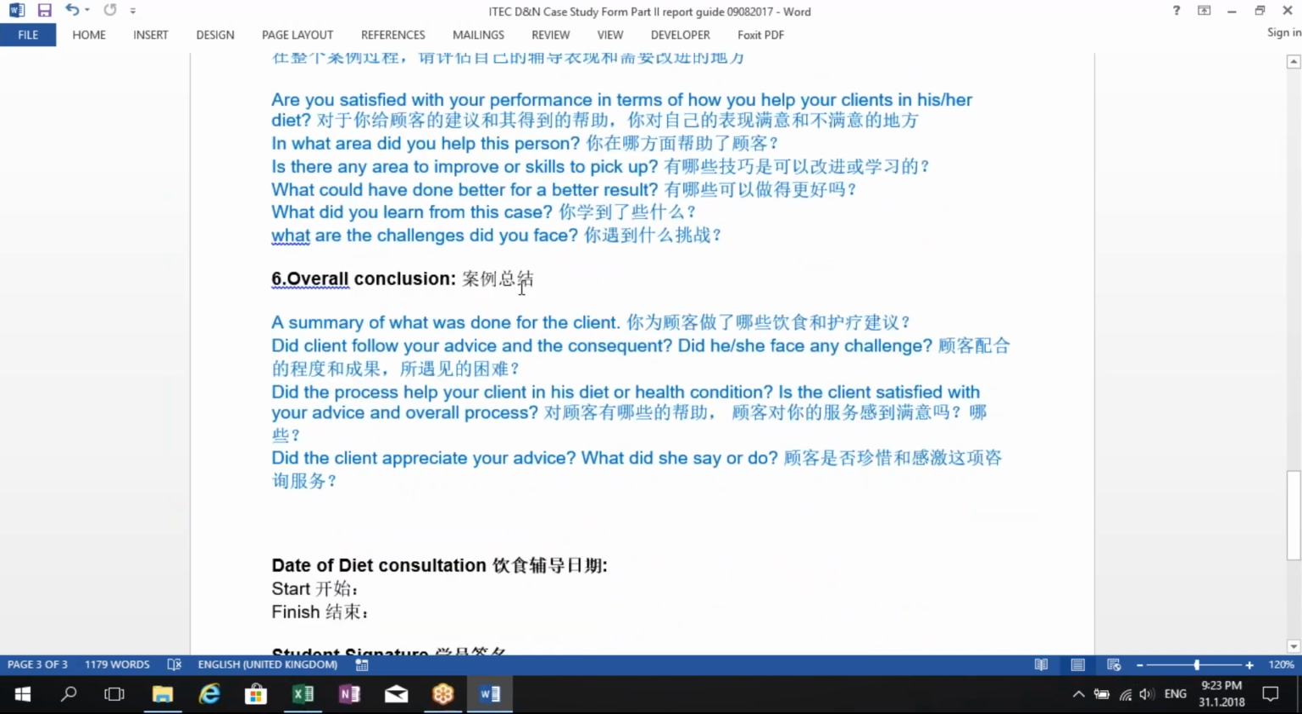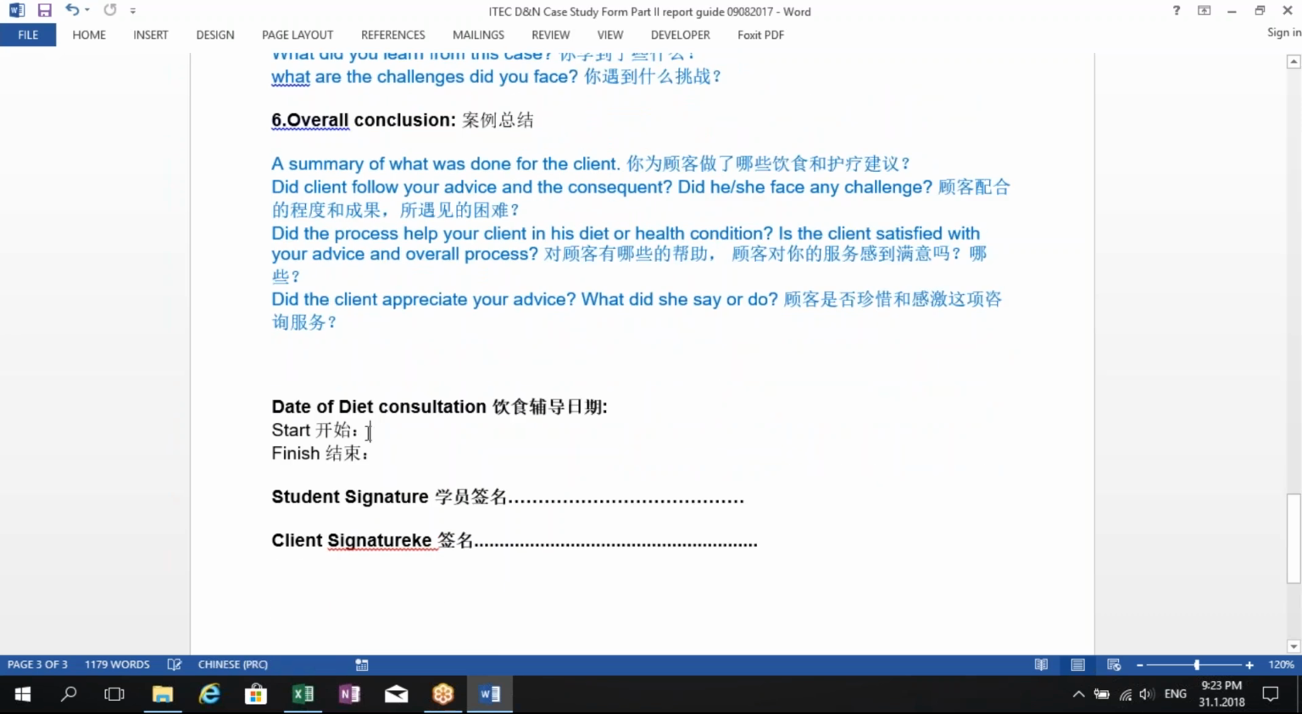Number 6, overall conclusion. Overall conclusion means overall what do you suggest? Overall what has he done? Maybe he has done 90%, 30%, 70%. And is he happy with your service? Satisfied with your suggestion? And it's a conclusion: what he did, what you did, then what we achieved, then whether he is happy, just like that. Or what have you achieved? Whether the person is happy.